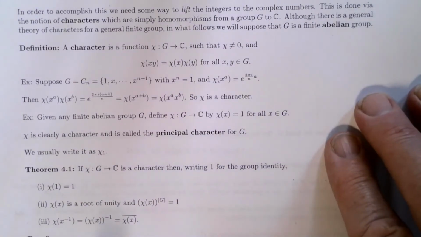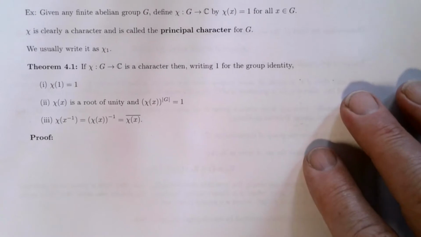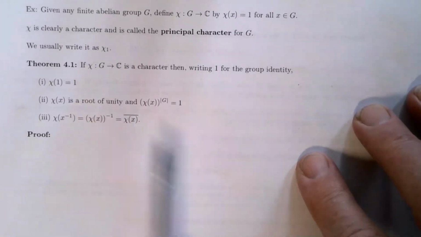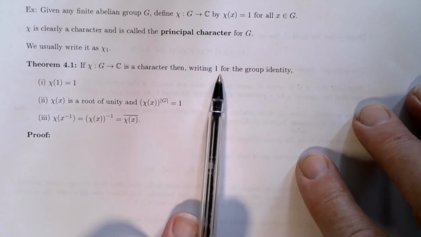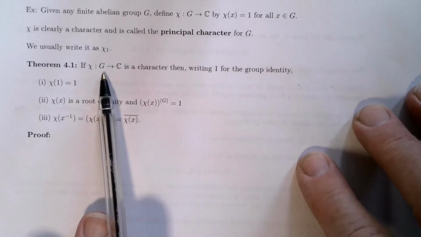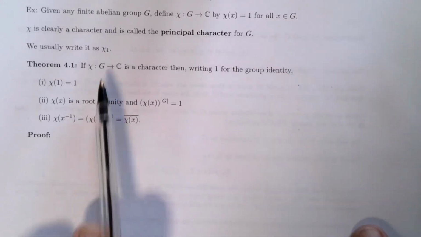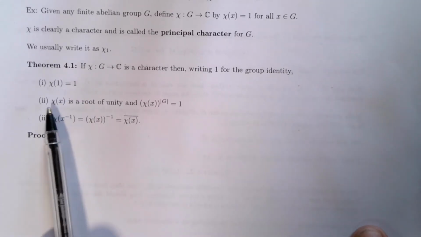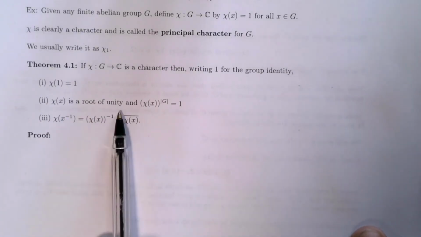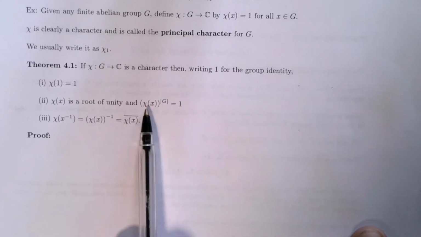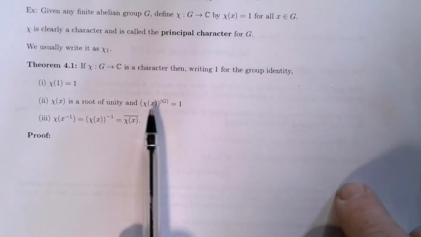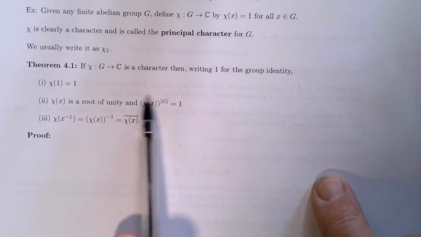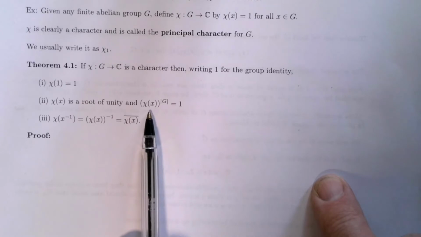Now, just to get some very basic results on these characters. Our first theorem of this section: we've got a character chi from the group G into the complex numbers. Then if I write 1 for the identity in the group, chi of 1 is 1. So any character maps 1 to 1. And the next very important result: chi of x turns out to be a root of unity in the complex plane. Moreover, for any x, if I take chi of x and raise it to the power of the number of elements in the group, then I get 1. This is simply telling me again that chi of x is an nth root of unity, where n is the size of the group.